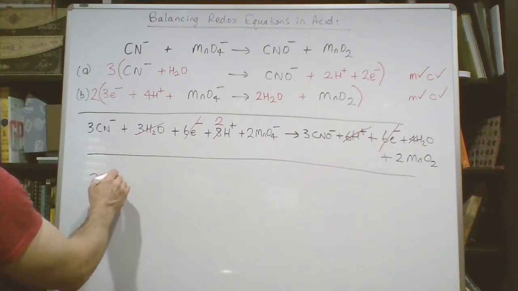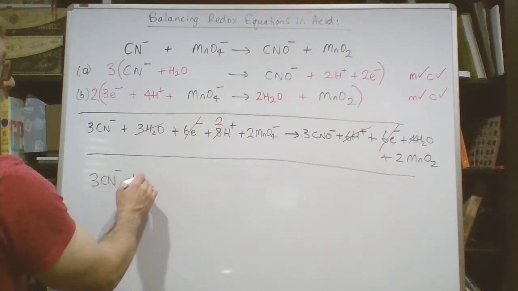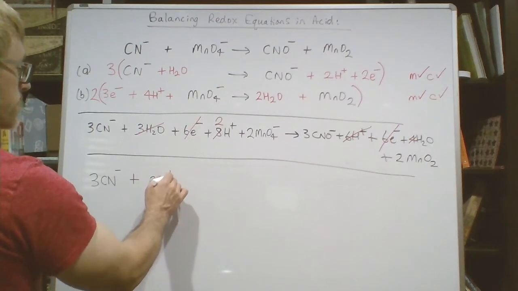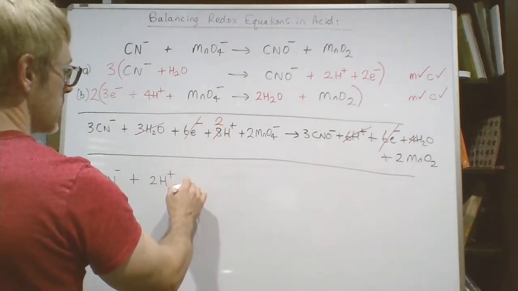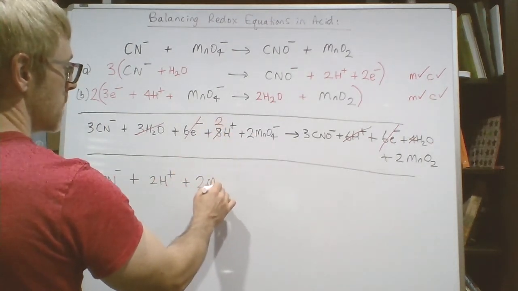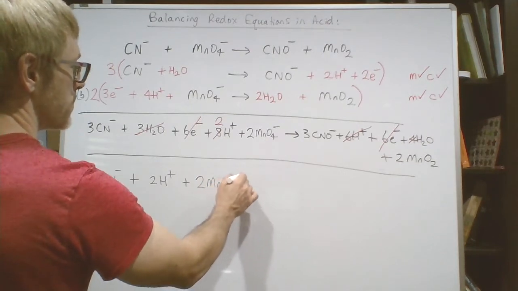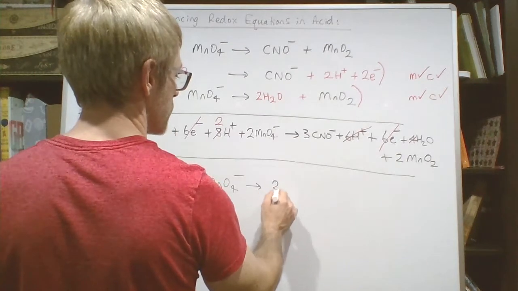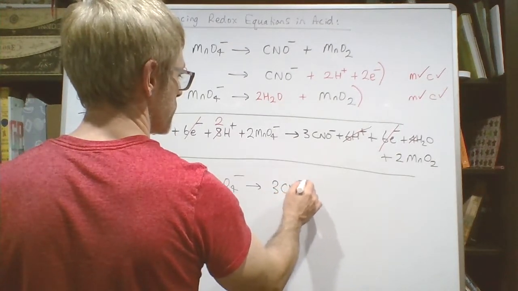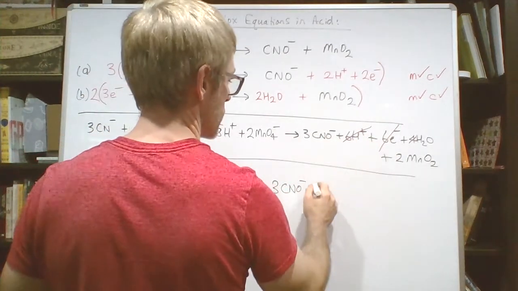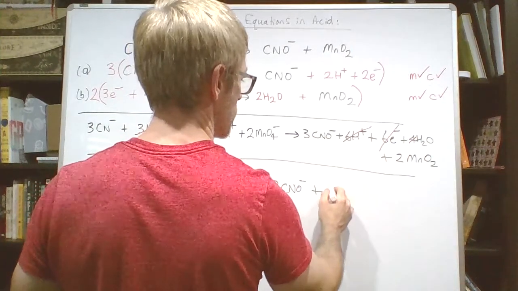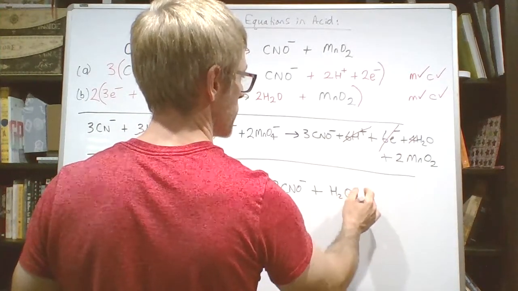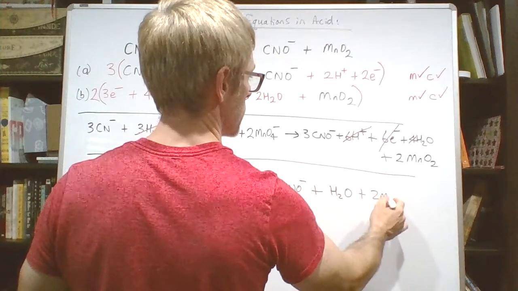So 3 CN minus and 2 protons over here, and 2 MnO4 minus to give 3 CNO minus and 1 water molecule and 2 MnO2.